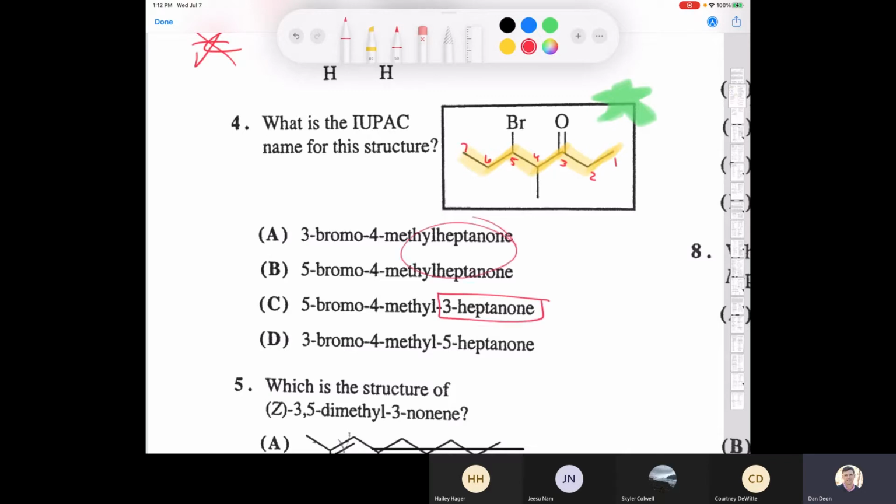You can see that these two compounds aren't even named correctly because they don't have a locant for the carbonyl, right? There's nothing here and there's nothing here. So we can cross A and B right off the bat. And you can see that in D, they've numbered it the wrong way, right? They've gone 1, 2, 3, 4, 5. Yeah, they've gone the wrong way. And so here we have the 5-bromo, we have the 4-methyl, and it's 3-heptanone. There we go. Awesome. Awesome work. And you can see that you can solve a lot of these problems by process of elimination.